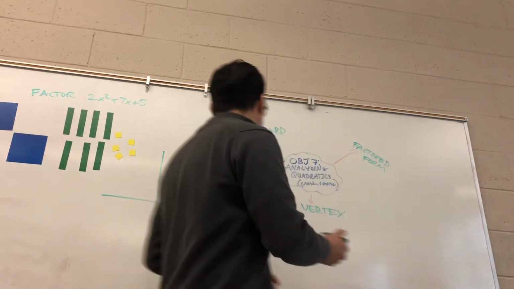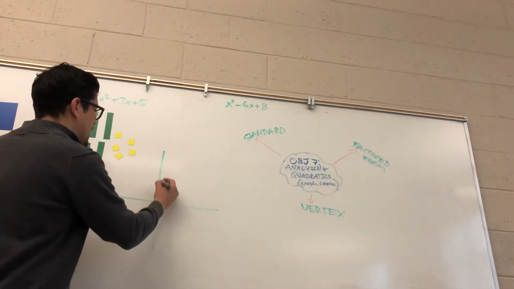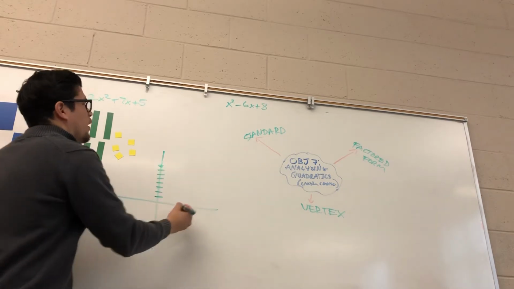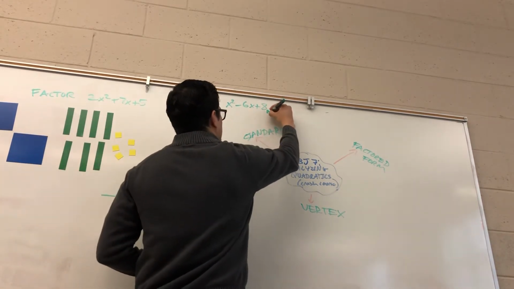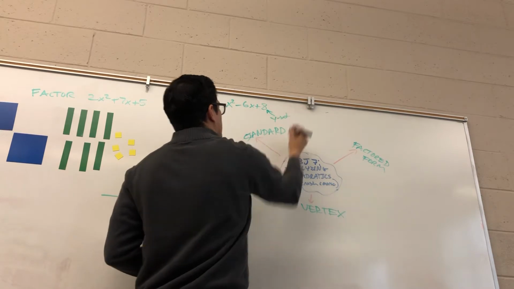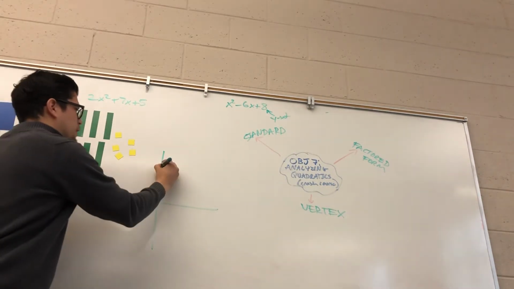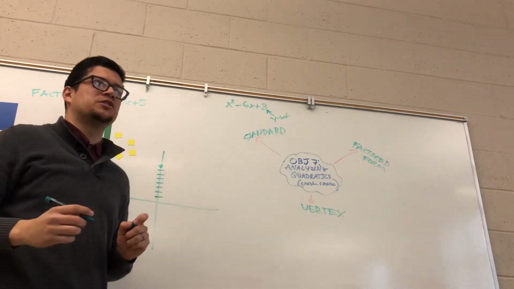Y-intercept. What's the y-intercept? Come on, Jack. Y-intercept is 8. 1, 2, 3, 4, 5, 6, 7, 8. So right here, that 8 tells us the y-intercept, right? Okay. Got it. Other important features?